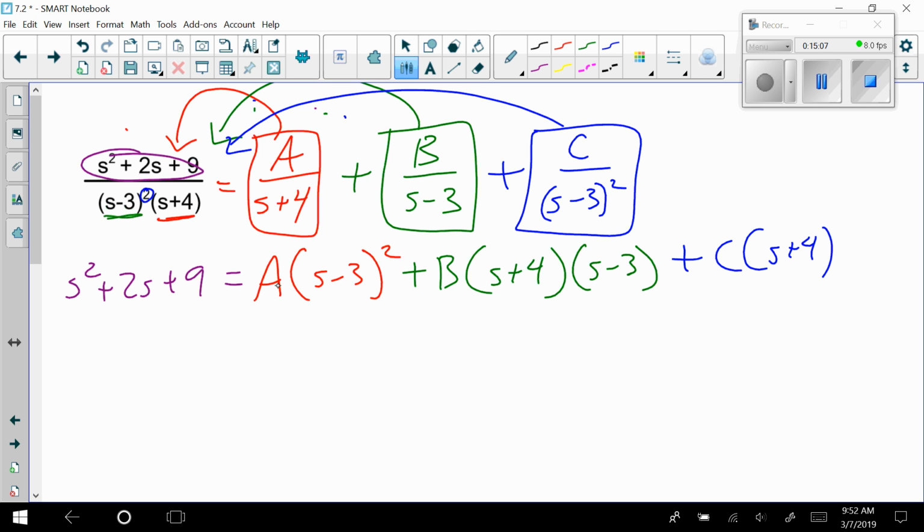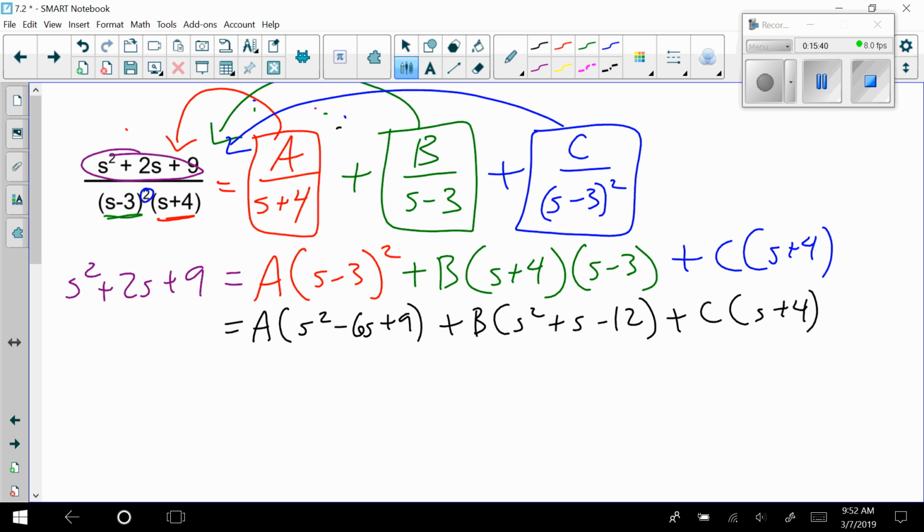And here is where we have to start lining up things, such as, here when I distribute, right, first time, let's just do this. This would be A times s squared minus 6s plus 9. Plus, let's see here, B times s squared plus s minus 12. Plus C times s plus 4. Okay? And I have s squared plus 2s plus 9.